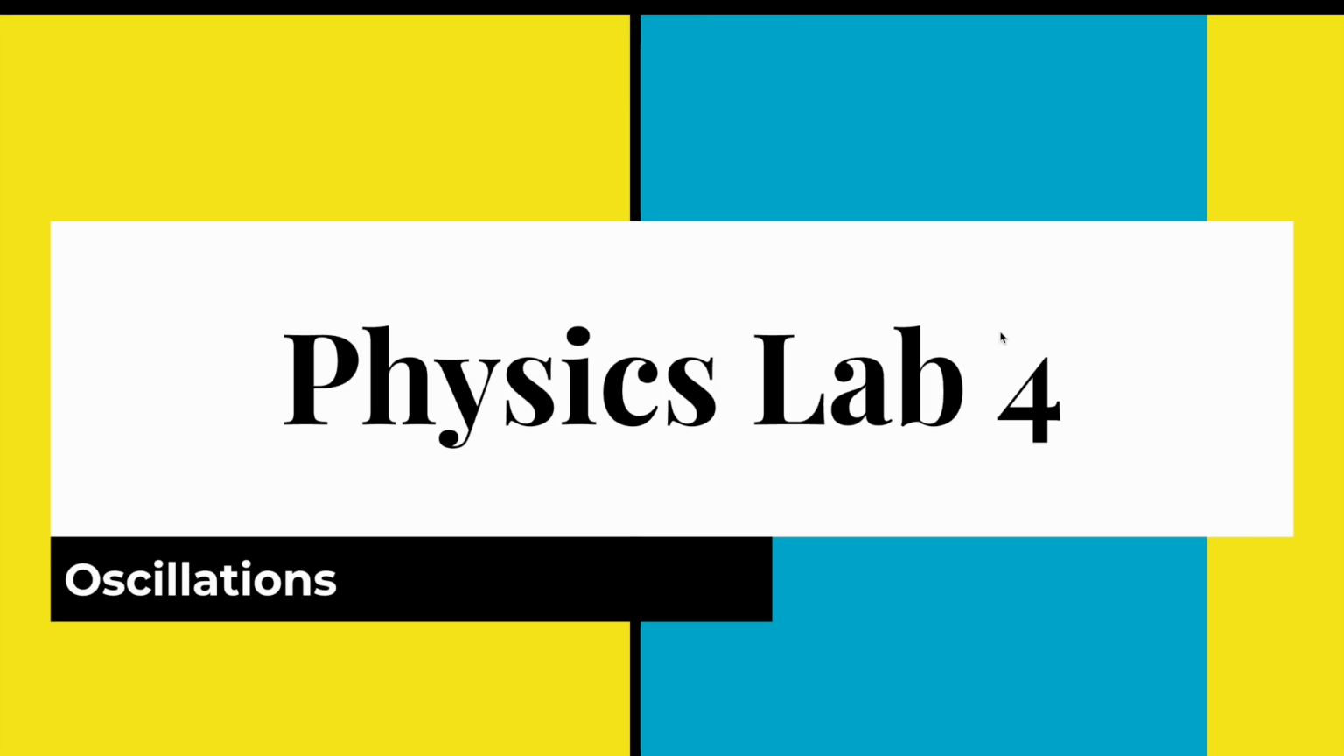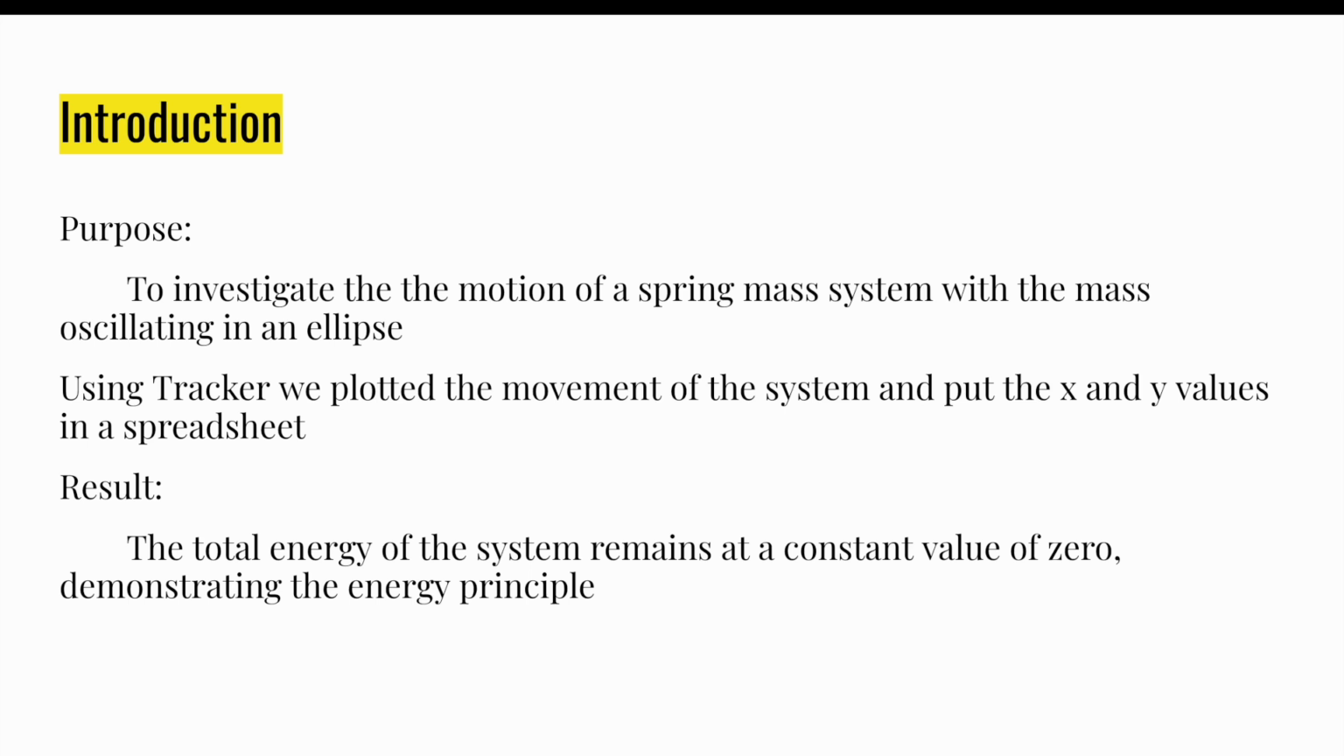Hi, I'm Casey Klarman, and this is my lab number 4 for physics, focusing on oscillations. The purpose of this lab is to investigate the motion of a spring mass system with a mass oscillating in an ellipse rather than bouncing up and down.